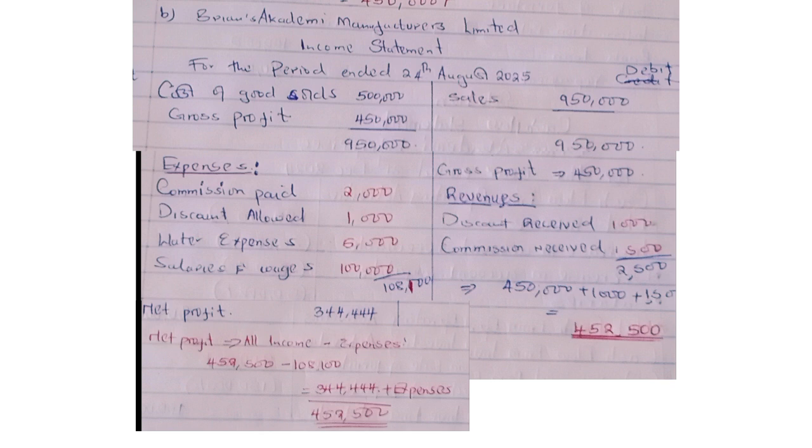So for us now to come up with the final figure in our credit part, we are going to take the net profit plus the expenses. So we are going to take 344,444 plus 108,100. When you add the two, you will come up with 452,500, the same amount of money that we got under the debit.